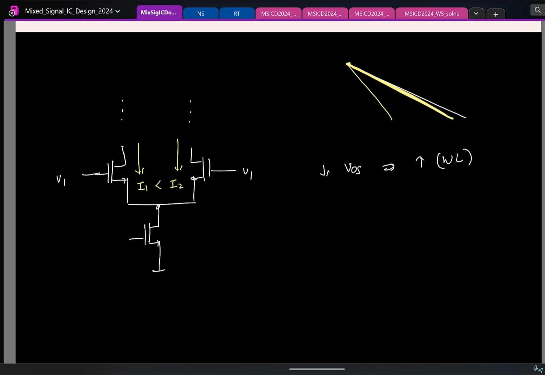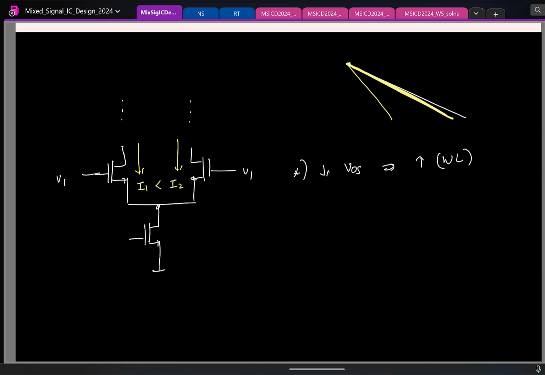you increase the area of the device. Okay, that is one thing. But this is not something you might want to do so much, because increasing the area means the gate capacitance increases, which means things are going to be slower. If you have larger capacitance, you have to spend more time in charging those capacitances. It's going to be slow. So this is something you can consider, but if not, the common practice is to do this.